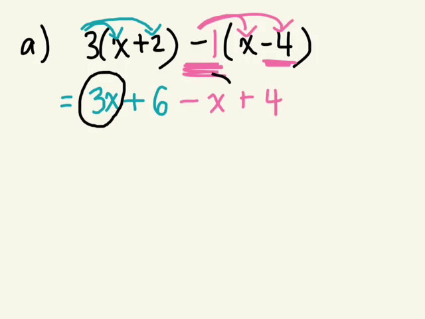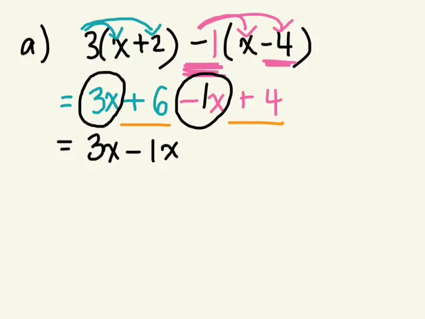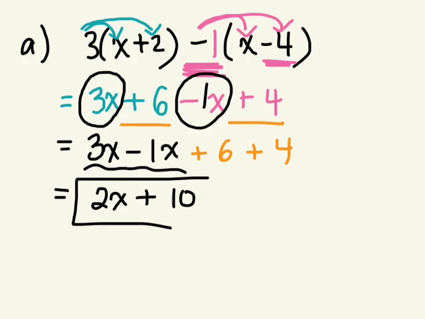I'm going to combine our like terms. We have a 3x and a negative 1x. Put them together. And what other terms can I put together? Sylvia? Positive 6 and positive 4. Good. Positive 6 and positive 4. When we simplify this, 3x take away 1x is 2x. 6 plus 4. Good. Positive 10. And we are done because we have 2 terms that are unlike. We can't simplify this anymore.